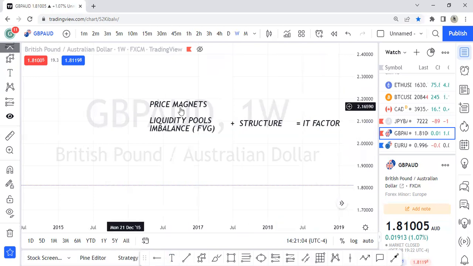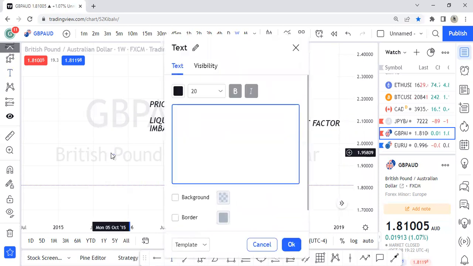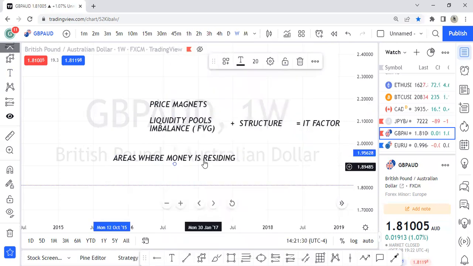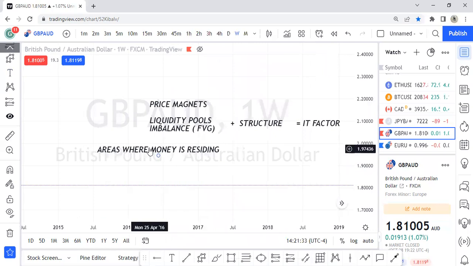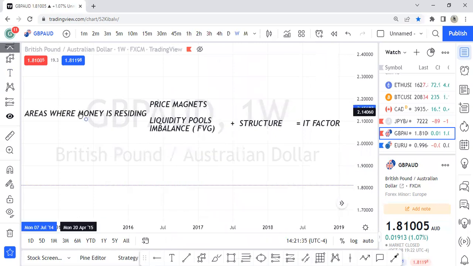Now, liquidity pools and imbalances. A liquidity pool is basically where orders are resting, right? You must understand this. Orders are resting, or let's say stops are placed. The liquidity pools are areas where money is resting, temporarily residing. We're explaining that in a jiffy. So the liquidity pool is simply where the money is residing.